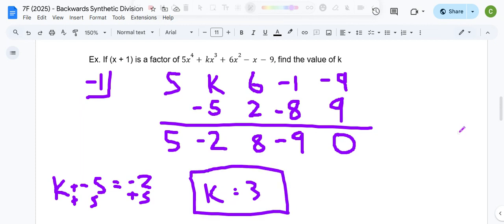That's it, just a little twist on synthetic division. We have 2 extra problems on the back. They should give you nice clean whole numbers as well.